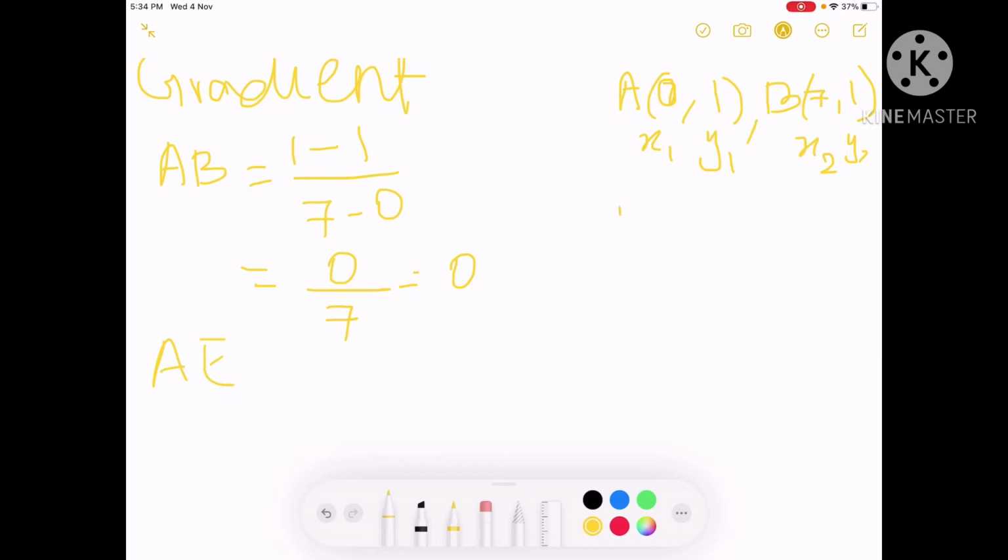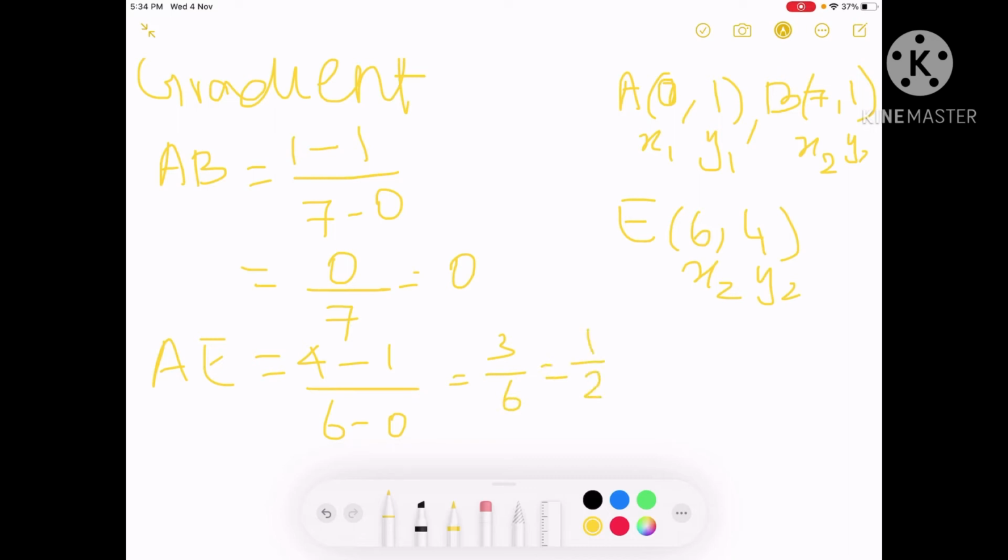E value is E of (6, 4). So now the gradient is AE. A is (0, 1), that is the x1, y1 value. Now this one is the x2 and y2 value. Y2 is 4. So 4 minus 1 divided by 6 minus 0. So 3 over 6, which is 1 over 2. The gradient is 1/2.